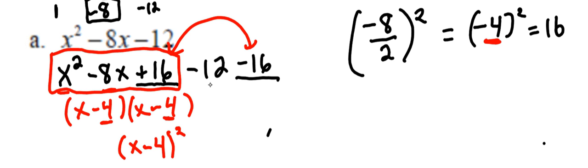Now these last two values, we just simply combine them. We get -28. -12 minus 16 is -28. So we just put that -28 on the end. And that is a completed square.